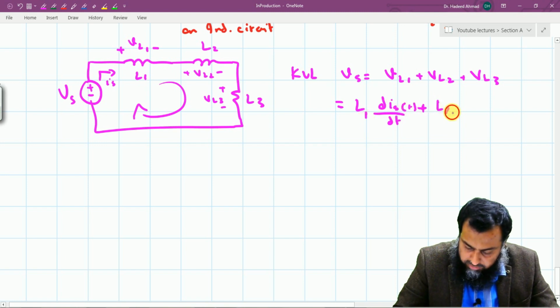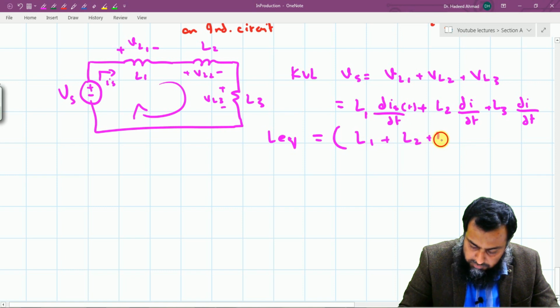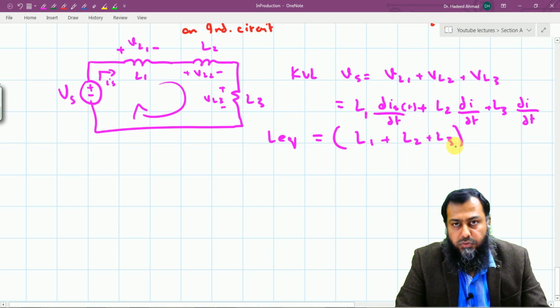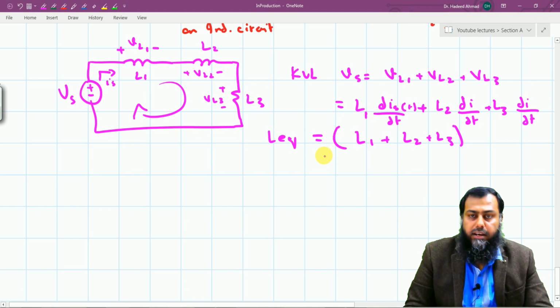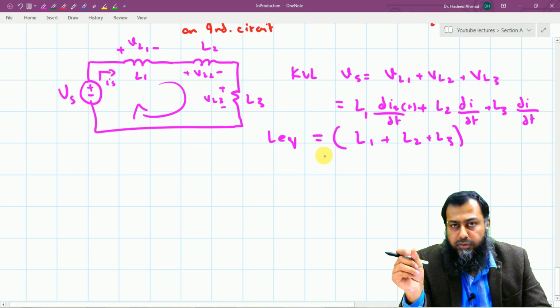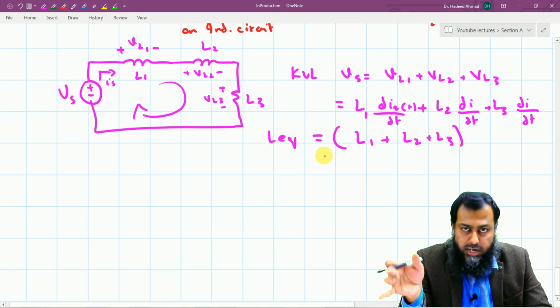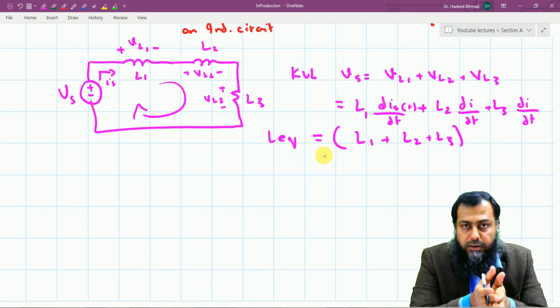This is L1 di over dt, then we have L2 di over dt, then L3 di over dt, and this means that the L equivalent is the sum of L1 plus L2 plus L3, because the same amount of current is flowing through all of these elements owing to Kirchhoff's current law. Therefore, if the inductances are connected in series, they are treated the same way we treated the resistances: a simple sum of all the values gives the equivalent value.